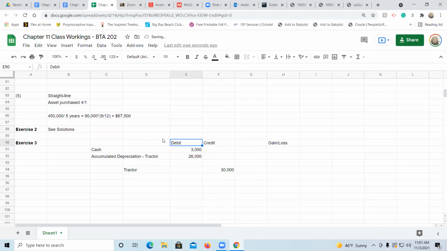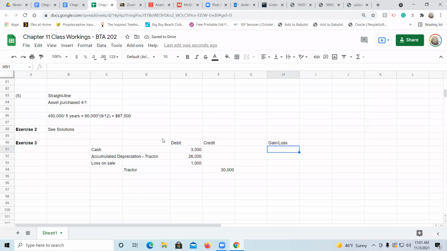So we can do that. We can say, okay, there's 30,000 on the credit side and there's only 29,000 on the debit side. So it must mean that we need a $1,000 debit so the debits and credit dollar amounts can be equal. So then that is the loss on the sale, right? That's as simple as that.